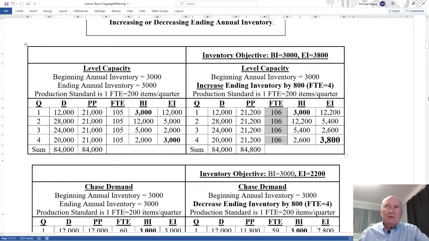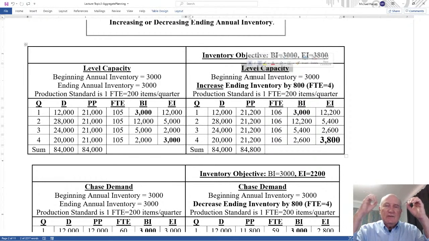Now, if we took the 4 FTEs and put them all in the first quarter, or the 800 and put it all in the first quarter, my FTEs no longer would be level. My capacity would no longer be level. It would no longer be a level capacity. So if I want a level capacity, I have to spread them evenly throughout the year. If I don't, then I'm modifying that to a different strategy.